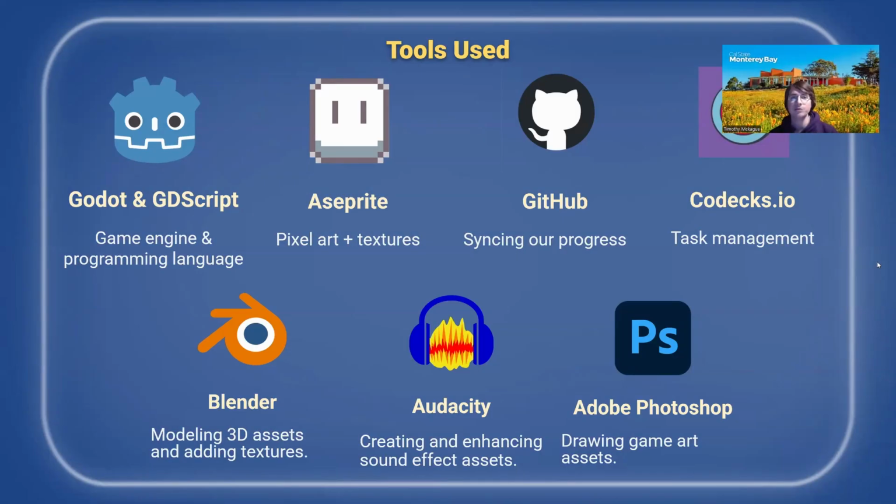And these are the tools we have used. We have used the Godot engine for the game engine. We have used GDScript for the programming language. We've used Aseprite for pixel art and textures. We've used GitHub for syncing our progress. We've used Codecks.io for task management. We've used Blender for modeling 3D assets and adding textures. We've used Audacity for creating and enhancing sound effect assets. And we've used Adobe Photoshop for drawing game art assets.